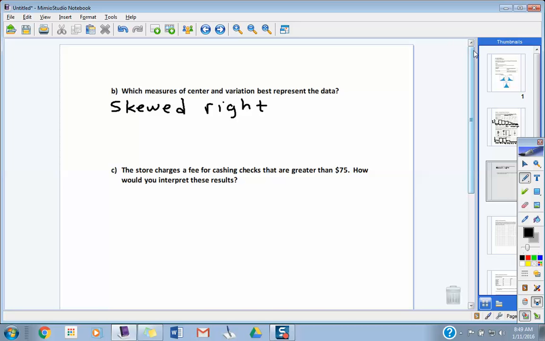Okay, guys, right here. It says, which measures of center and variation best represent the data in this? Now again, you said the shape of this was skewed to what direction? Skewed to the right. Now what I want to make sure you understand is this. Don't forget about the box and whisker plots that you talked about in the past. A box and whisker plot that was skewed to the right meant that the right or left whisker was longer. The right whisker, right?